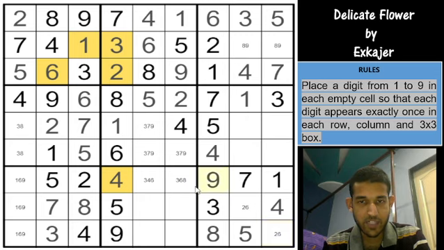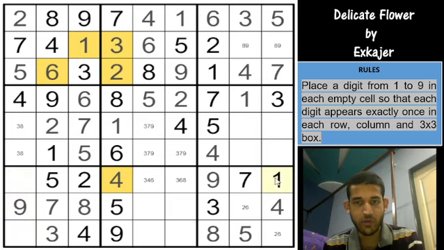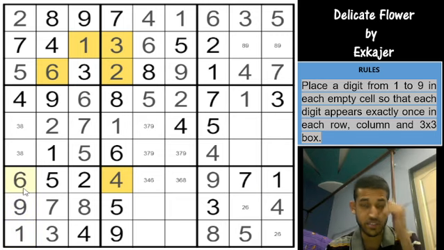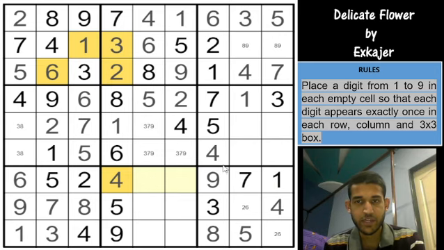And 9 is in row 7 and row 9. That gives me a 9 here. And which means the two cells are 1 and 6. 1 goes here and 6 goes here. And which means these two cells must be a 3 and 8. So can't have a 8 here. So that would be 8 and that would be a 3.